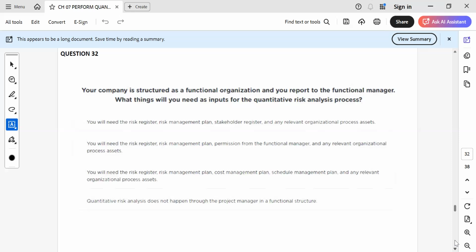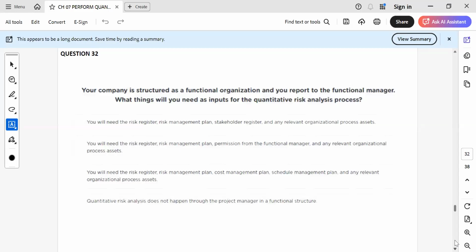Okay, what is the answer for option C? You need a risk register, risk management plan, cost management plan, schedule management plan. Why schedule? Because Monte Carlo is done for cost and schedule mostly. Schedule and any relevant plans, sir. Yes, option C is the answer.